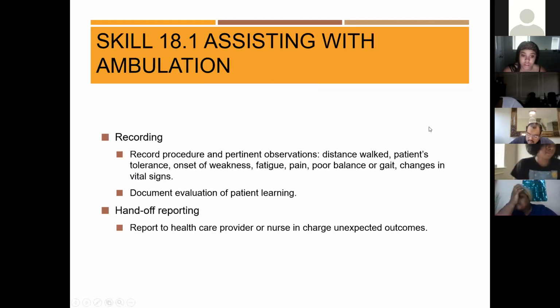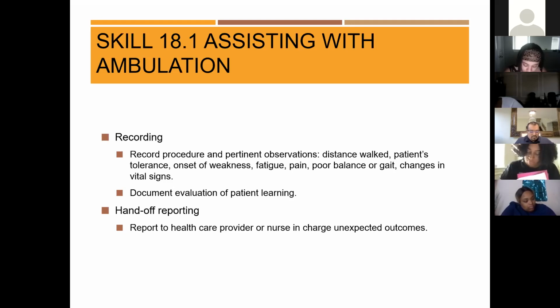Right. So if you've been walking your patient, you want to make sure you document it, of course. We want to know how far a patient walked, how they tolerated it, if they got weak at all, if they ended up severely fatigued afterwards, how their balance or gait was, if they have pain, and any changes in their vital signs. So make sure that you document those things.